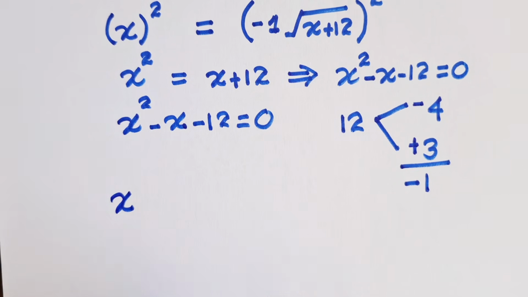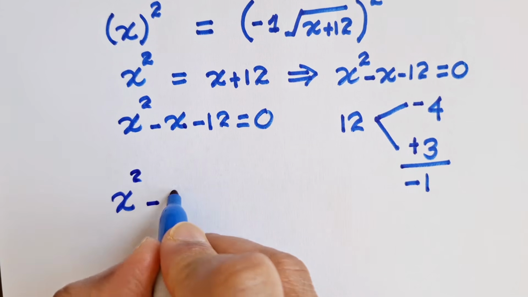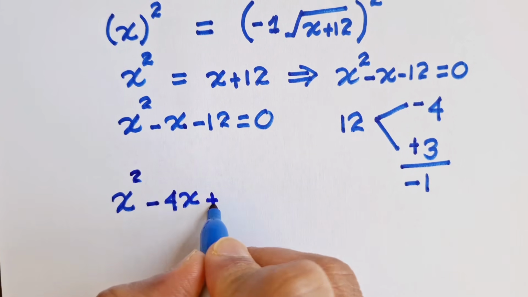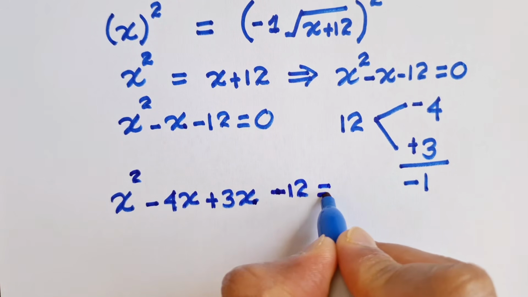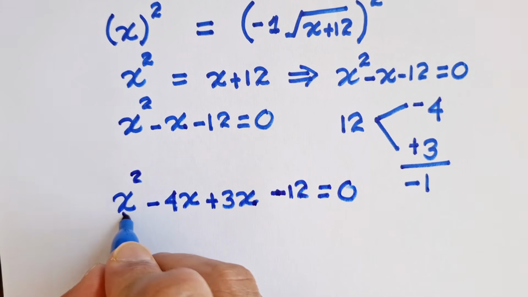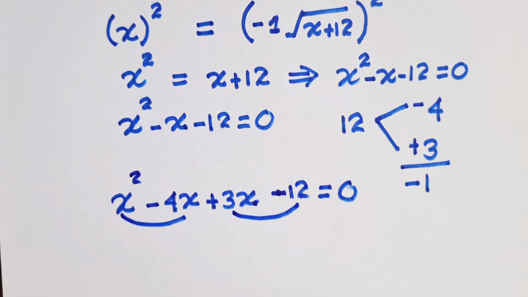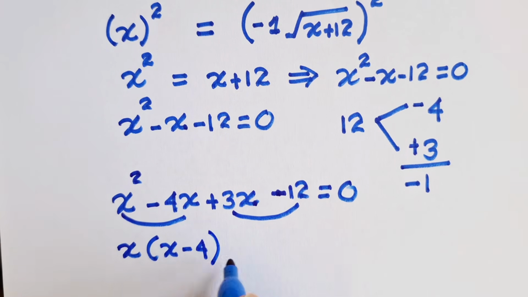So I can rewrite the quadratic equation as x squared minus 4 times x plus 3 times x minus 12 equal to 0. Then I'm going to factorize again. Here x is the common factor. Inside the parentheses we have x minus 4.